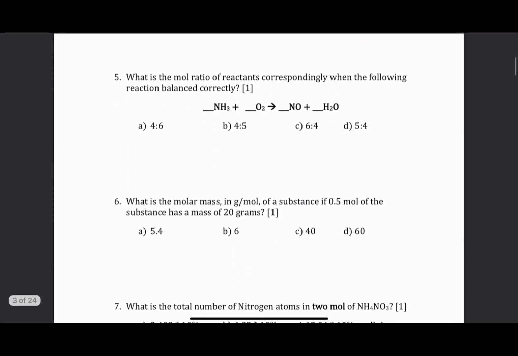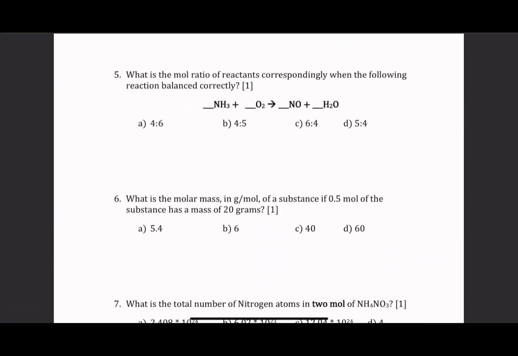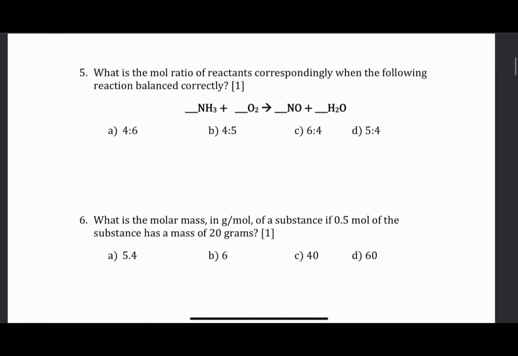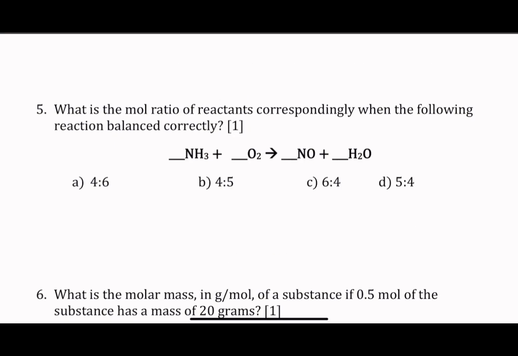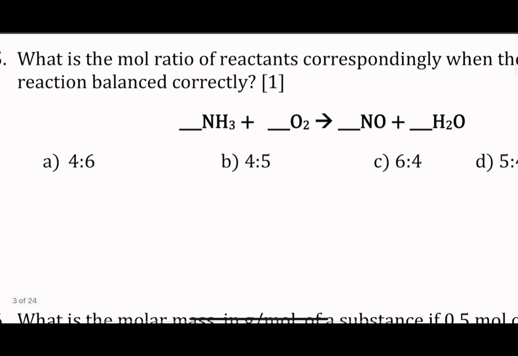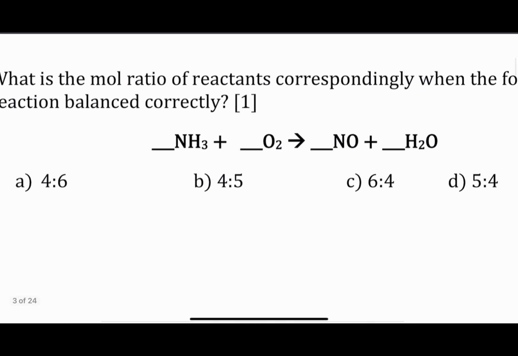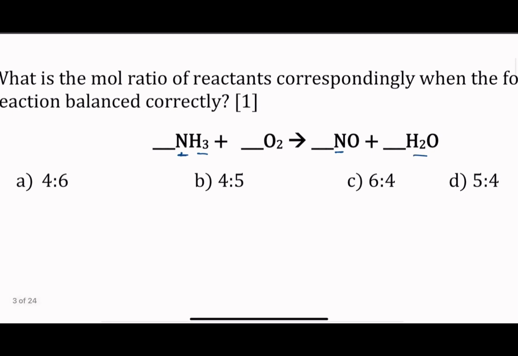So now for question 5, what is the mole ratio of reactants correspondingly when the following reaction is balanced correctly? So for balancing, we're gonna start with checking each element. So let's check the nitrogen. You have 1 nitrogen here, 1 nitrogen here, so you're okay with nitrogen right now. And then let's check hydrogens. You have 3, you have 2 in here, and then oxygen you got 2 and then 1 in here.